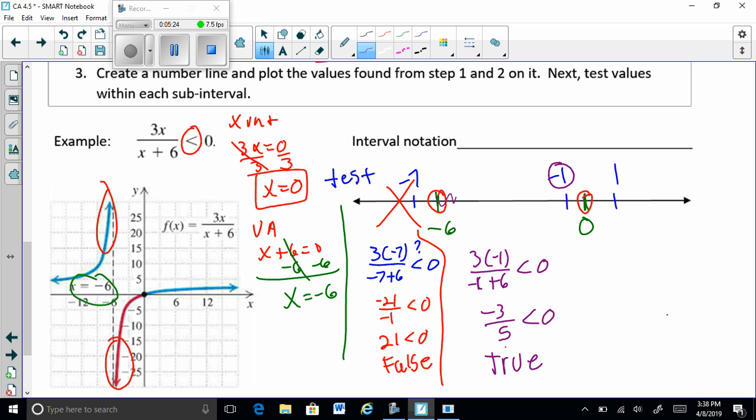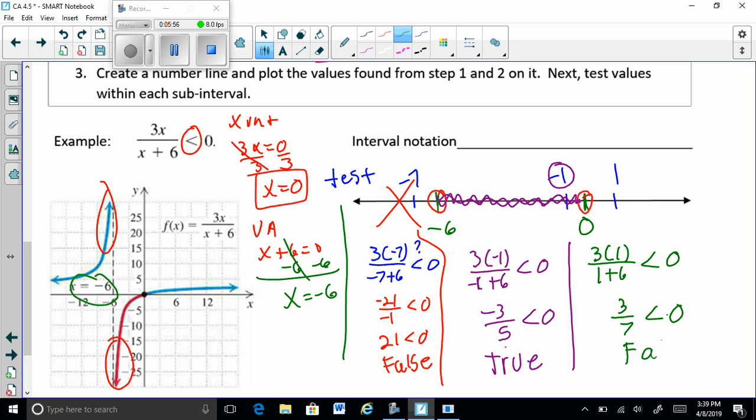And so we'll go ahead and shade between. There we go. And just for good measure, we'll go ahead and check our last interval over here for 1. Okay, so we'll go ahead and let x equal 1. So 3 times 1 over 1 plus 6. Is that less than 0? We're going to end up getting 3 over 7, which is a positive number. Positive numbers aren't less than 0. So false. We don't want to shade right there.